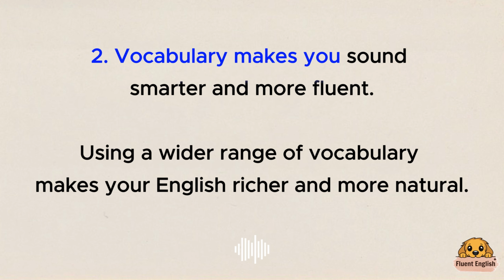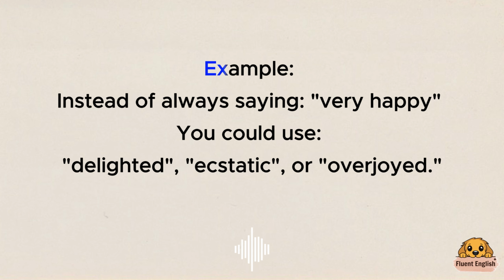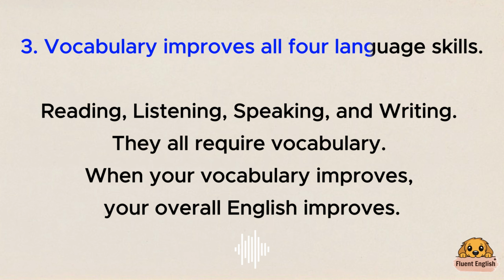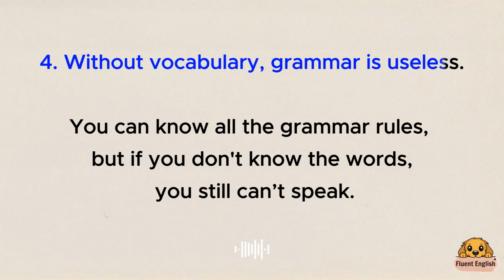2. Vocabulary makes you sound smarter and more fluent. Using a wider range of vocabulary makes your English richer and more natural. Example: instead of always saying "very happy," you could use delighted, ecstatic, or overjoyed. 3. Vocabulary improves all four language skills: reading, listening, speaking, and writing. They all require vocabulary. When your vocabulary improves, your overall English improves. 4. Without vocabulary, grammar is useless. You can know all the grammar rules, but if you don't know the words, you still can't speak.